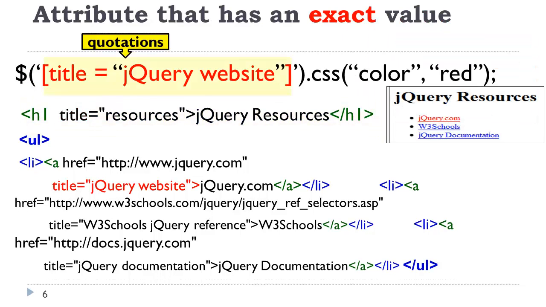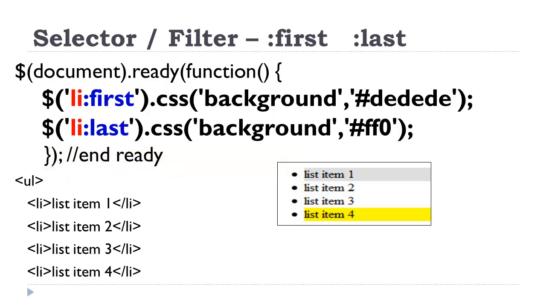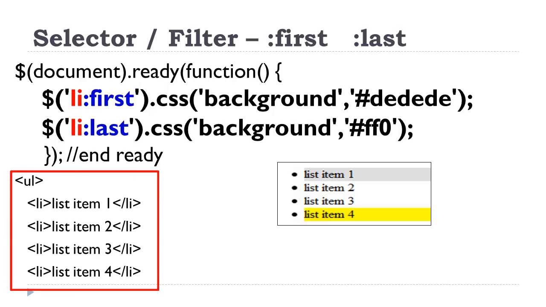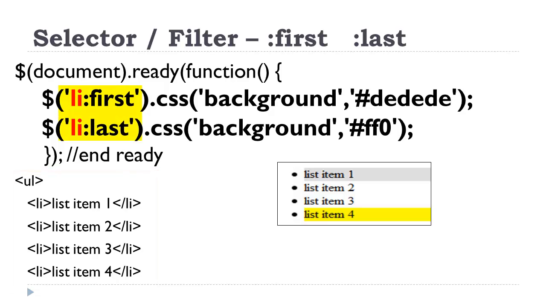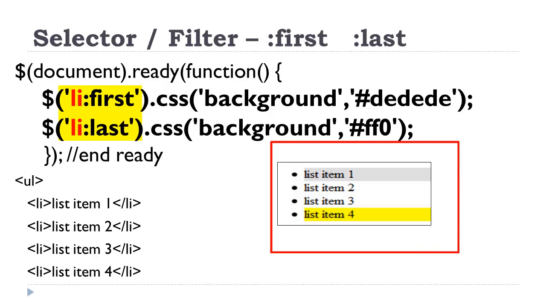We also have an attribute selector that indicates an exact value. And this is an example. Some commonly used selectors or filters, the first and last. If you take a look at the UL element here, we have 4 list items. And we could select the first one and the last using these selectors or filters.